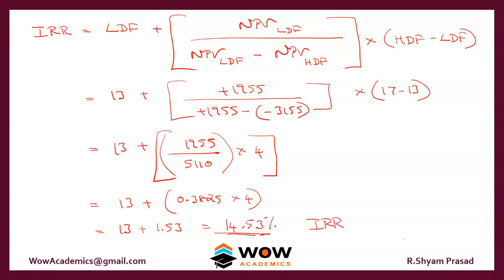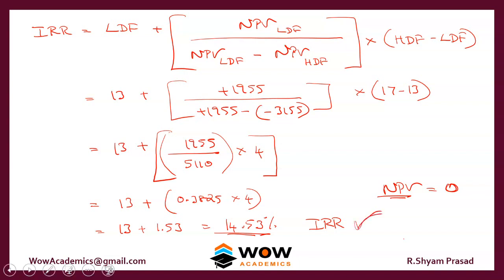Okay. So with this rate, if you compute NPV, your NPV answer will become 0. So at 14.53, NPV will become 0. If you want, you can try that, but this is the answer.